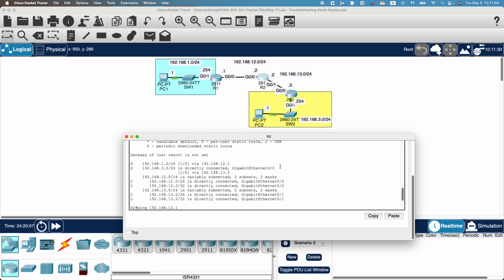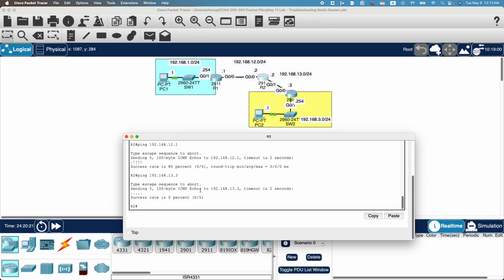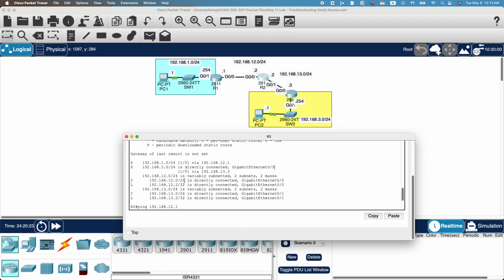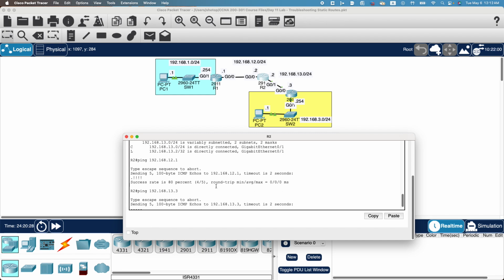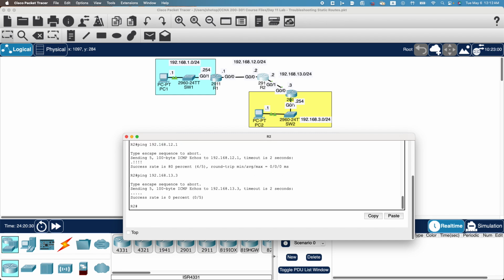Yeah, it says directly connected via gigabit 0/0. No, that's wrong. It's via gigabit 0/1. So I need to remove this route. Yeah, I want to redo the static routes. In fact, this one. How do I remove a route? I have to Google it. I have no idea.